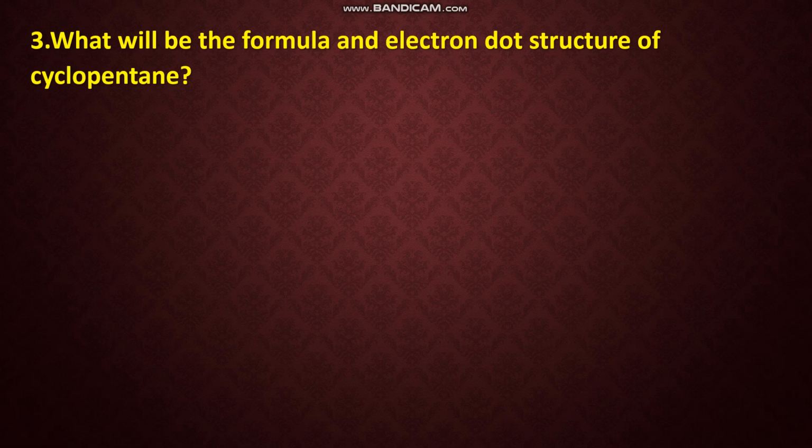Next, what will be the formula and electron dot structure of cyclopentane? So, like this question is asked, the molecular formula we can decide because we know the general formula of cycloalkanes. Cyclopentane is a cycloalkane. The general formula is CnH2n, which is similar to the alkenes formula. We have learnt already. So, cyclopentane molecular formula, what will it be? Pentane means there will be 5 carbon atoms. So the molecular formula is C5H10 when we apply the general formula CnH2n.